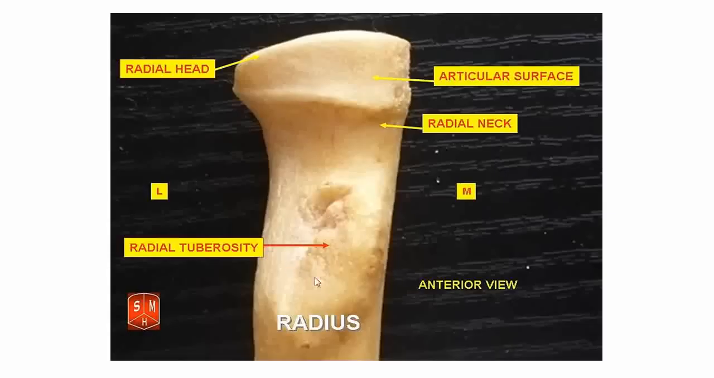So looking at the radius, just a real life image. So you've got the radial tuberosity, you've got the radial neck, and this head here.